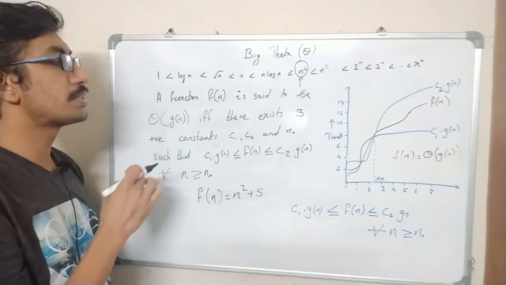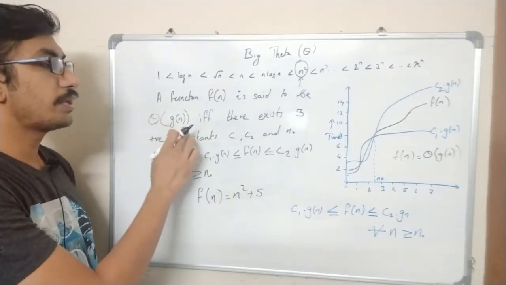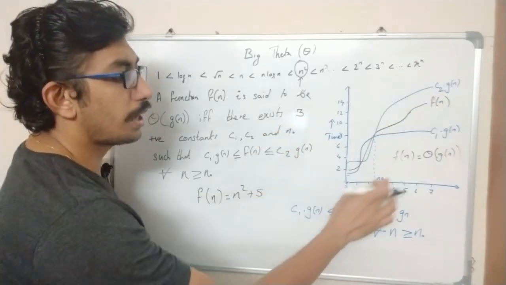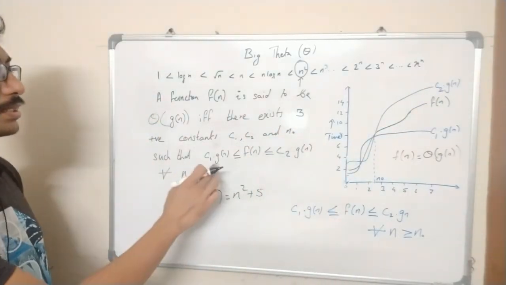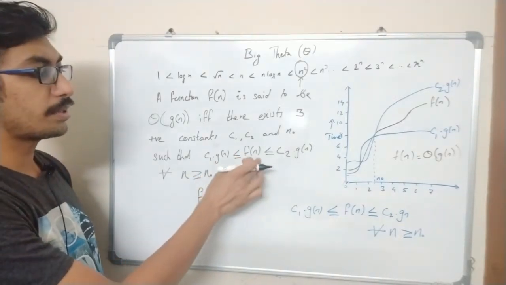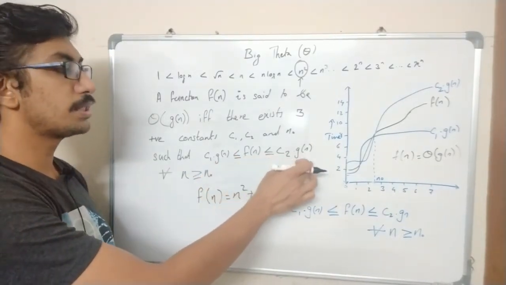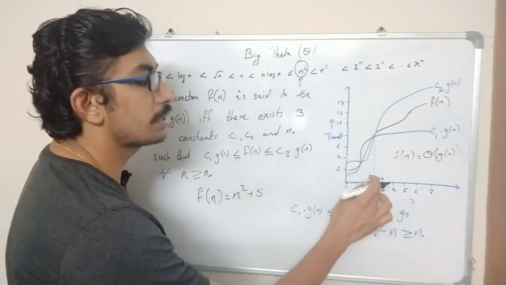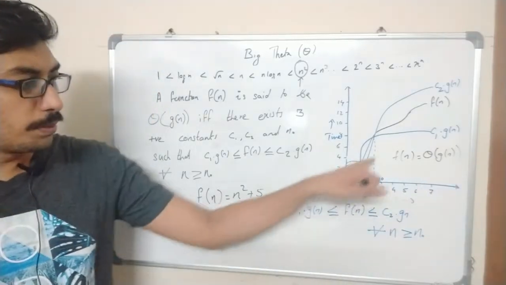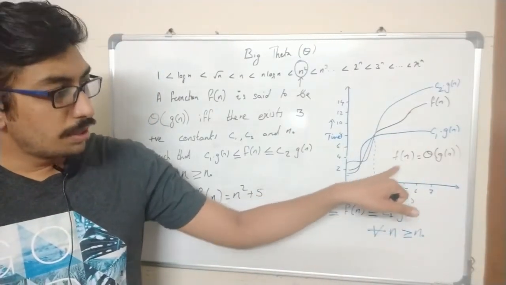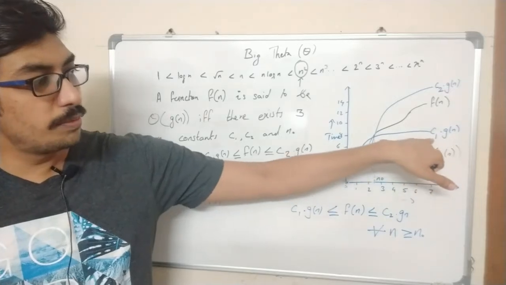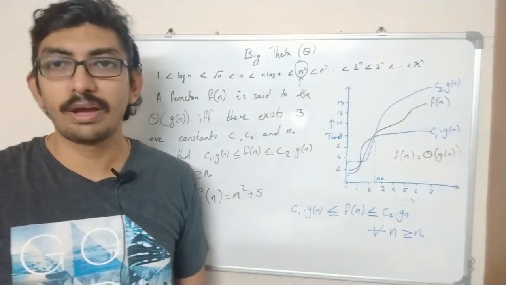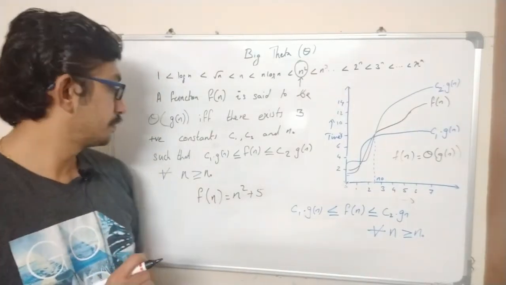We will see the formal definition as well. A function f of n is said to be theta of g of n if and only if there exist three positive constants c1, c2 and n0, such that c1 into g of n is less than or equal to f of n, which is less than or equal to c2 into g of n, for all values of n greater than or equal to n0. So from a particular point onwards, c1 into g of n will always be less than f of n, and c2 into g of n will always act as an upper bound of f of n. We will see it with an example.